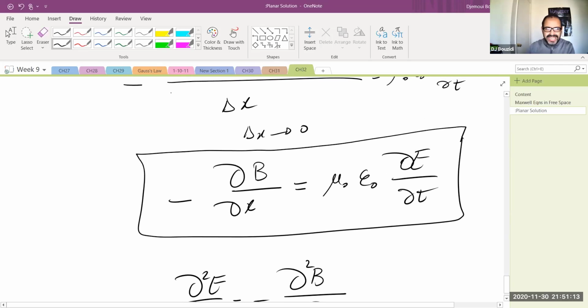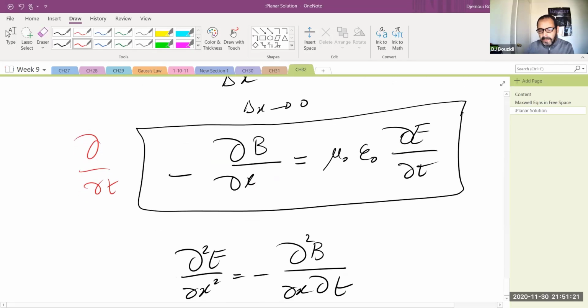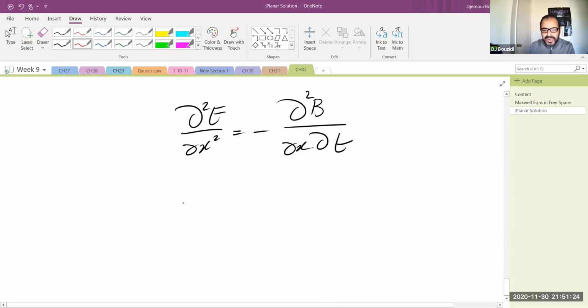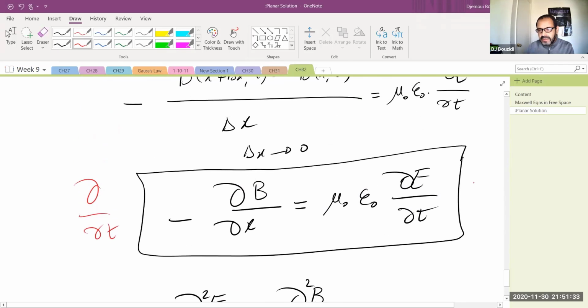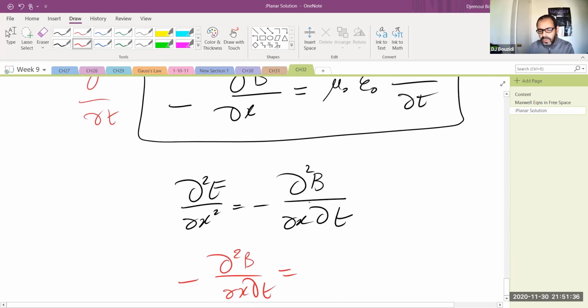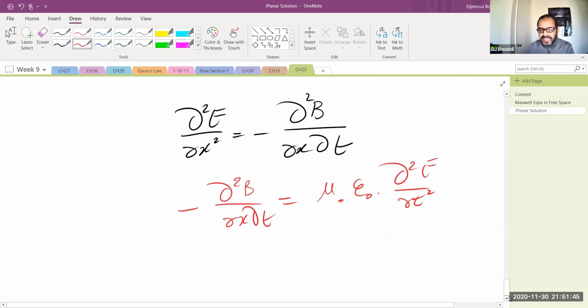At the same time, I'm going to take the derivative of this expression with respect to t. And this will give me the mixed derivative of B with respect to t with a negative sign in front of it. So minus the mixed derivative of B with respect to x and t is equal to mu naught epsilon naught times the second derivative of E with respect to t. Now, having said that, this is the same mixed derivative, by the way, with a negative sign. That means this guy and this guy are equal.